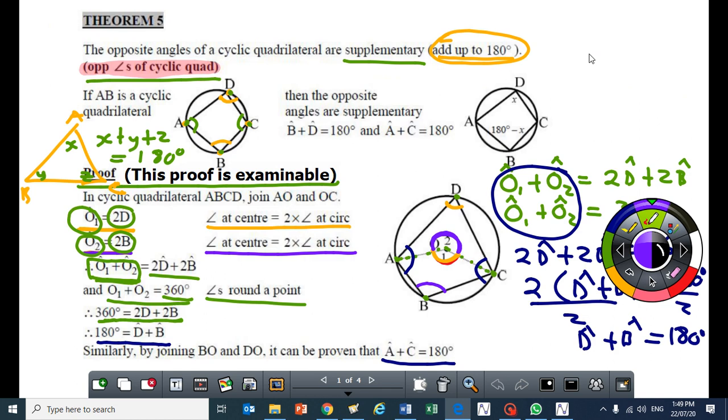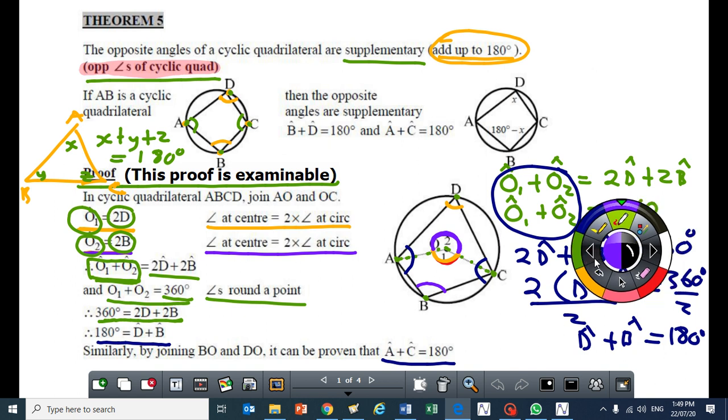Theorem 5. The opposite angles of a cyclic quadrilateral are supplementary. The word supplementary means they add up to 180 degrees. So, if you are given a cyclic quad, like in this case, all 4 vertices are on the circumference. So, if you add angle D to angle B, you will get 180 degrees.